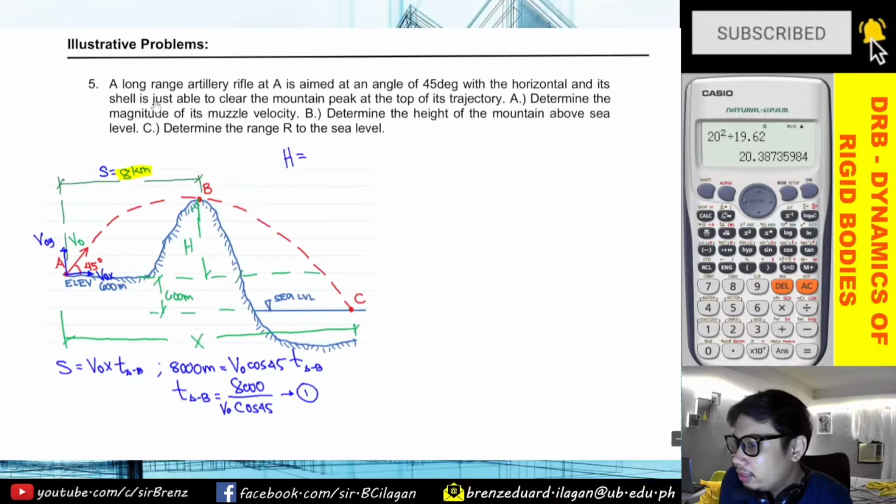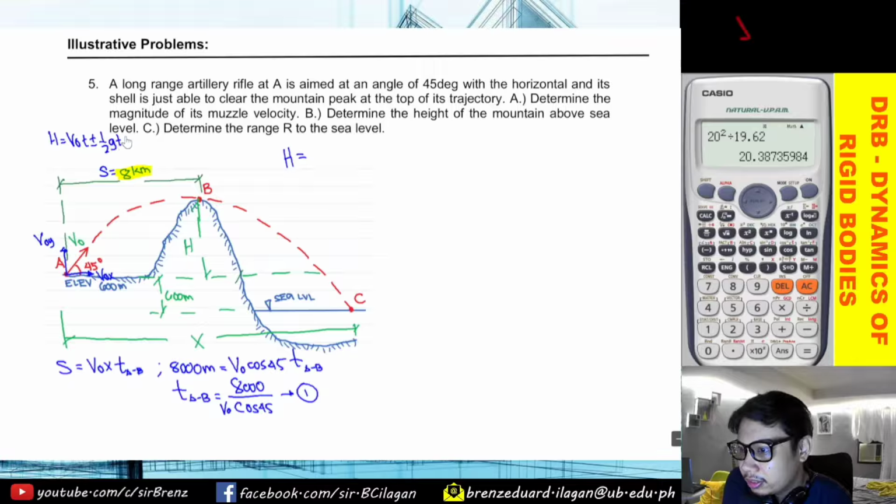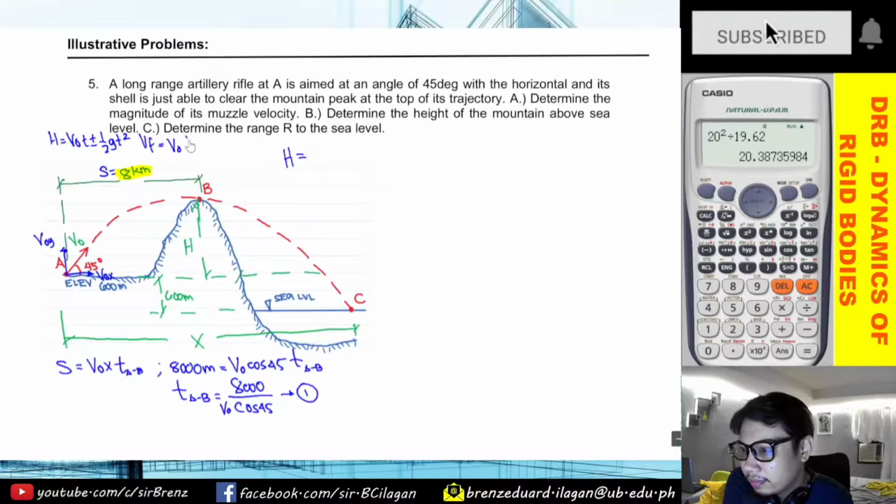So ilatag muna ulit natin yung formulas para at least hindi tayo nalilito. So H is equals to VOT plus minus 1/2 of GT squared. So final velocity is equals to initial velocity plus minus GT. And then yung VF squared is equals to VO squared plus minus 2GH.